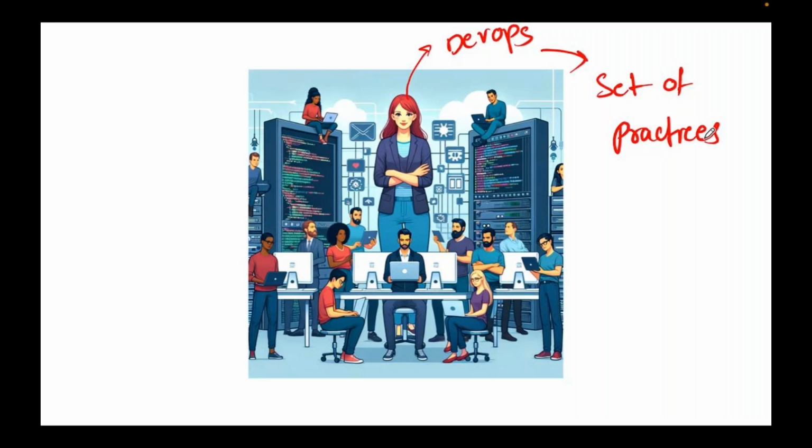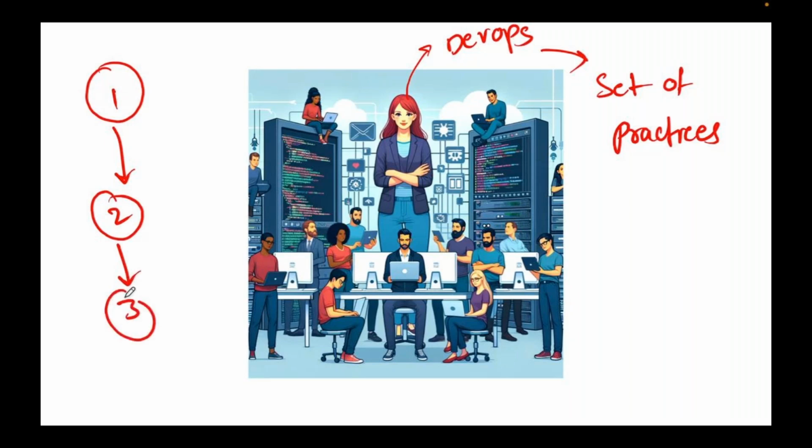A DevOps engineer will take the code written by the developers, and he needs to handle that deployment smoothly. Take that code, test that code, deploy that code, monitor the code. Simple. This is what a DevOps engineer will do on a high level.